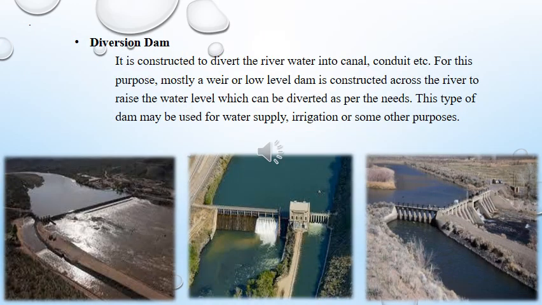The other one is the diversion dam. A diversion dam simply raises the water level slightly in the river and thus provides head for diverting water into the canal or other conveyance system to the place of use. A diversion dam is of smaller height and no reservoir is formed to store this water. Diversion dams are, for example, the weir and barrage.